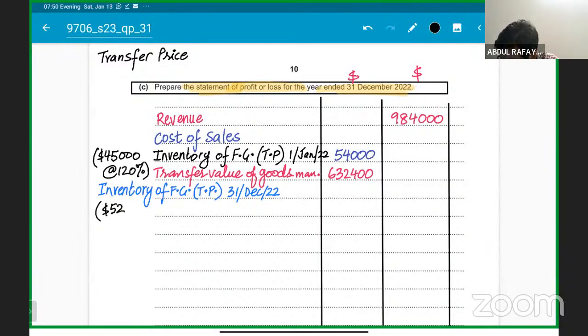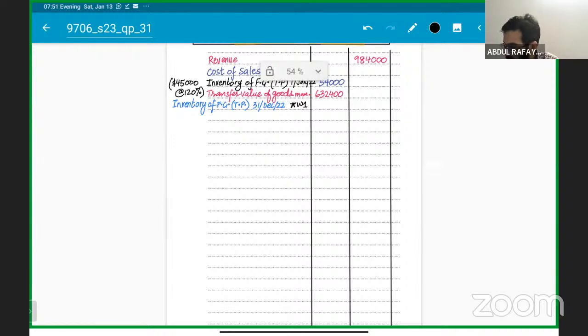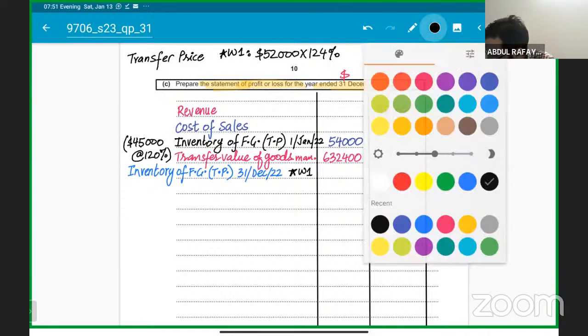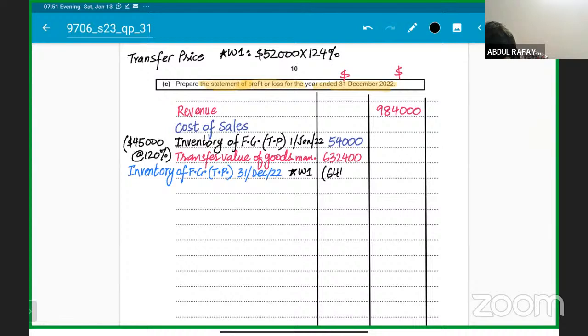You multiply 52,000 by 124% to get the final value. Understood, guys? Let's not do it here; let's do it in the working section as working number one. Following? 52,000 into 124%. Any doubts, guys? The percentage will be different, and that's the important thing to learn here. So the closing inventory of finished goods comes to 64,480. Got this clear?